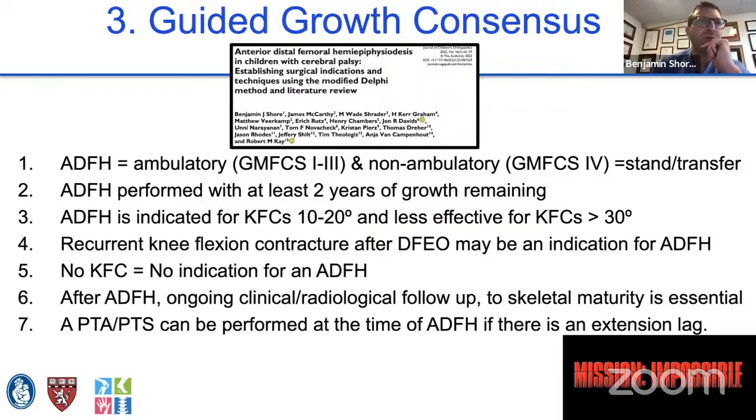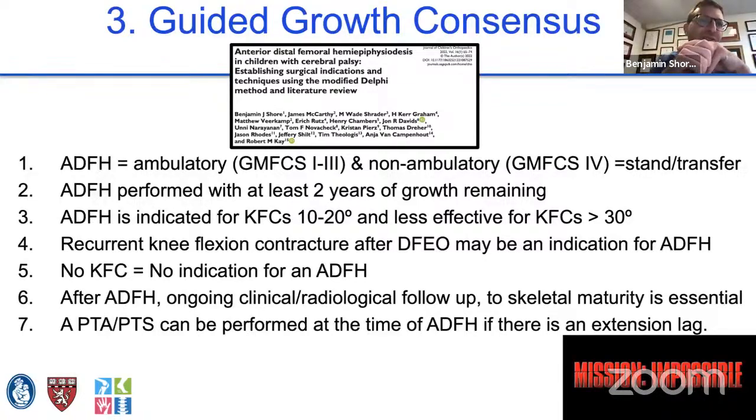But this was a Mission Impossible paper that I helped write, published 2 years ago, that really talked about our consensus statement related to this procedure. So anterior distal femur hemiepiphysiodesis can be indicated for both ambulant and non-ambulant children. For ambulant children, you're really helping with their gait, but for the non-ambulant children, your primary goal is to help them stand and transfer easier.